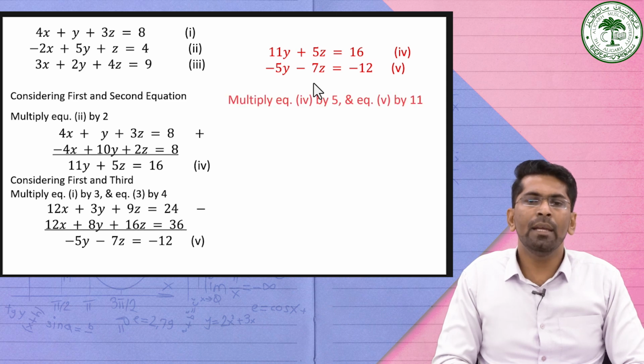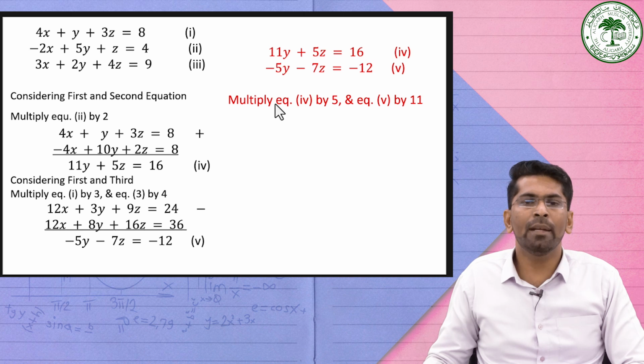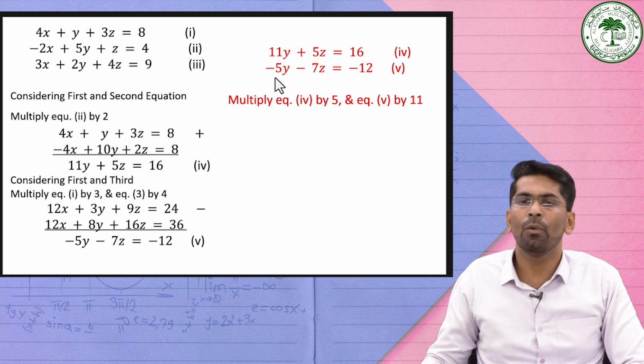Here we are going to eliminate the variable y. So we are going to multiply equation number 4 by 5 and equation number 5 by 11, so that we get the same coefficient for y.